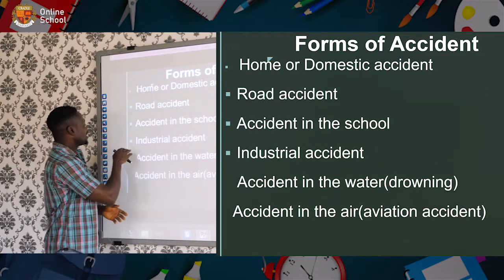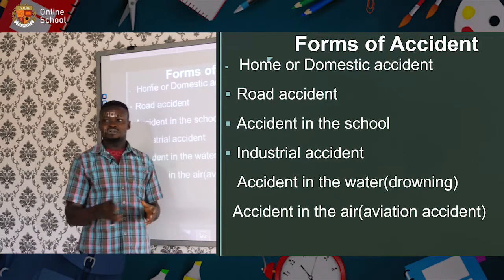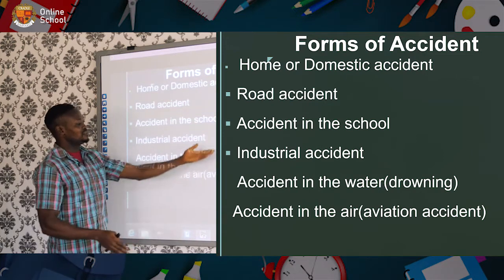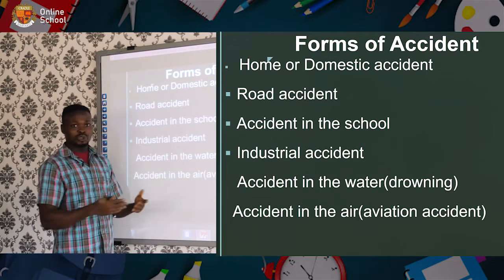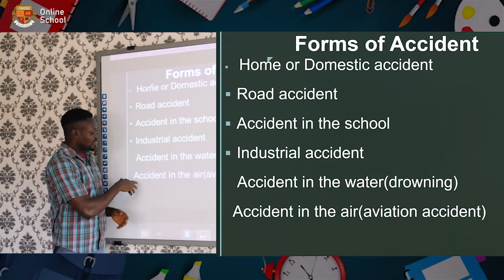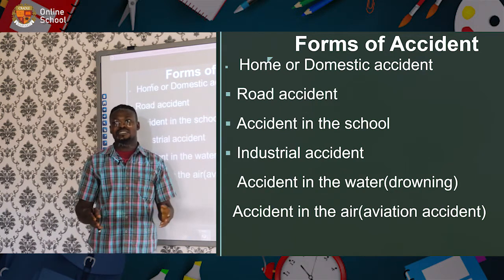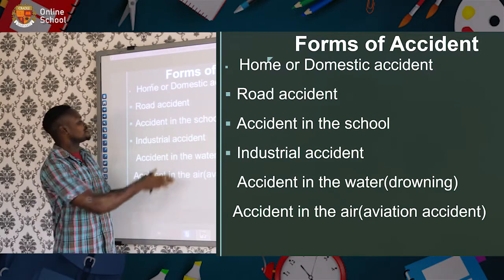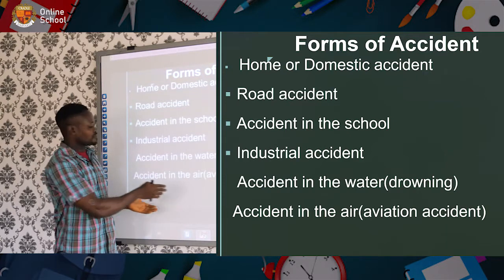Now, the next one is industrial accident. It happens in the industry. Then we have accidents in the water. Maybe if you are on a ship or you are swimming, you can have an accident, so you have to take measures wherever you are. The last one is accident in the air, that is aviation accident. When there is a plane crash, it's an accident too. These are a few forms of accident that we are going to look at.